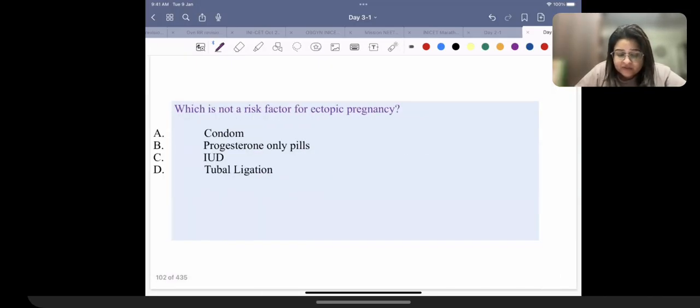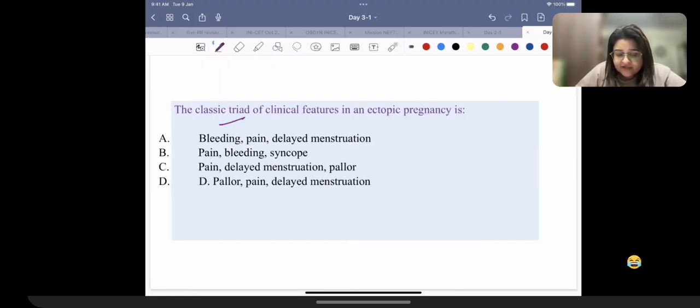Which is not a risk factor for an ectopic pregnancy? Tubal ligation is a risk factor. Intrauterine death is POPs. Condom is not a risk factor for an ectopic pregnancy. The classic triad of features in an ectopic pregnancy is bleeding, pain, and delayed periods.